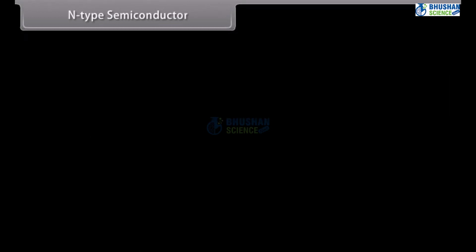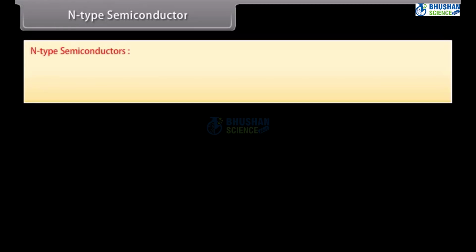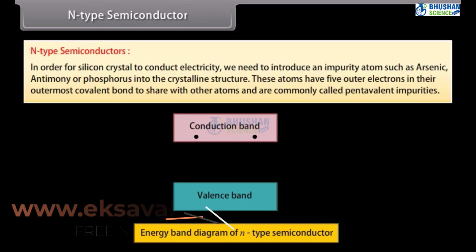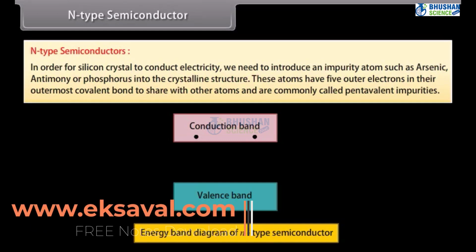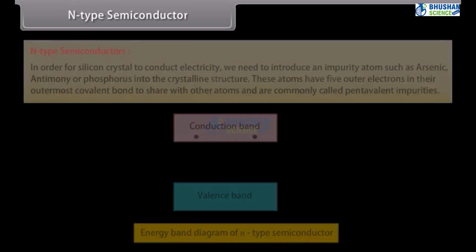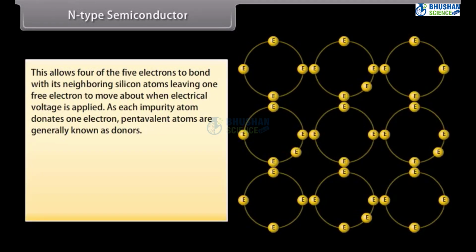N-type semiconductors. In order for silicon crystal to conduct electricity, we need to introduce an impurity atom such as arsenic, antimony, or phosphorus into the crystalline structure. These atoms have 5 outer electrons in their outermost covalent bond to share with other atoms and are commonly called pentavalent impurities. This allows 4 of the 5 electrons to bond with its neighboring silicon atoms, leaving 1 free electron to move about when electrical voltage is applied.